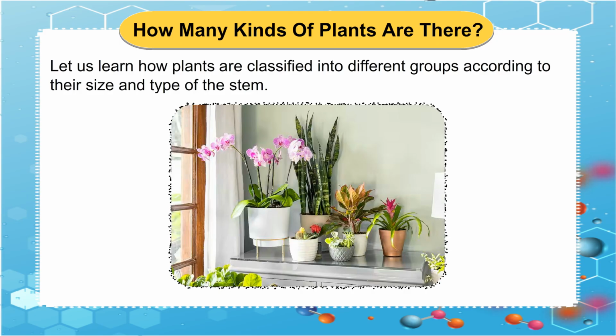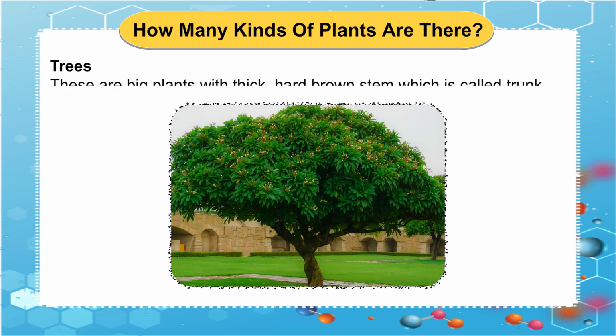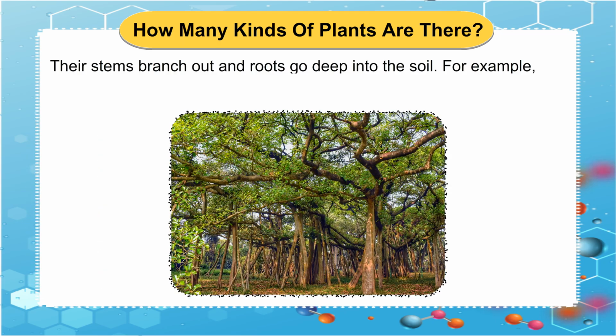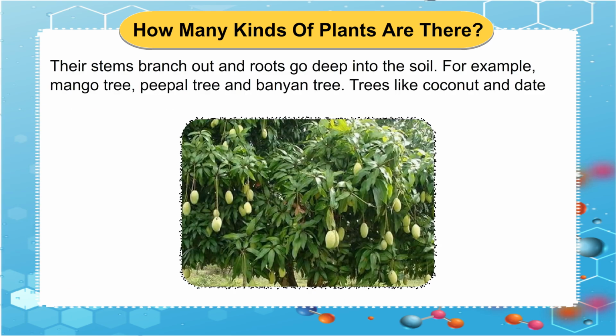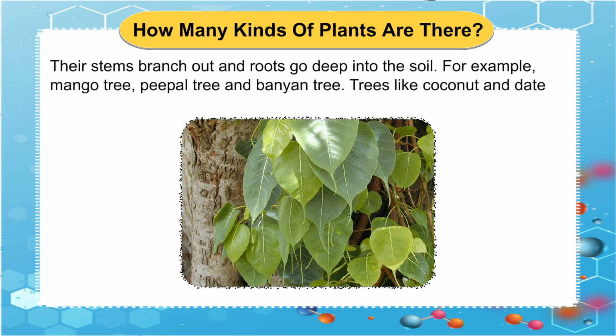Trees. These are big plants with thick, hard brown stem which is called trunk. Their stems branch out and roots go deep into the soil. For example, mango tree, peepal tree and banyan tree. Trees like coconut and date palm do not have branches.